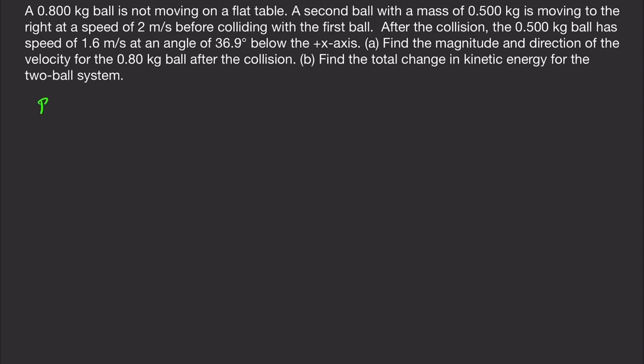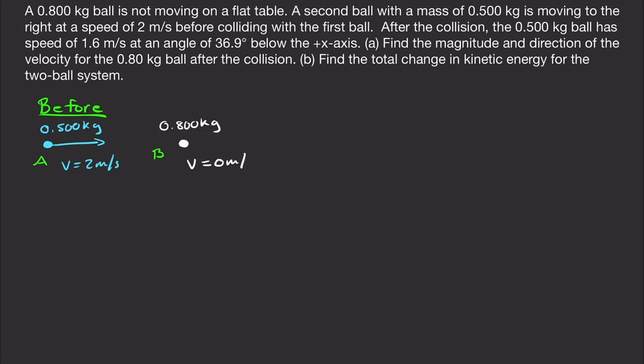So I'm going to draw a picture, and this is always good with any conservation law, to know what's happening before and what's happening after. So before the collision, in this case, we have a 0.5 kilogram ball that's moving to the right, and it's going to collide with a 0.8 kilogram ball, and I will call the first one A and the second one B, so we can choose our labels in such a way that it makes sense to us. And then the velocity of this one is 0.